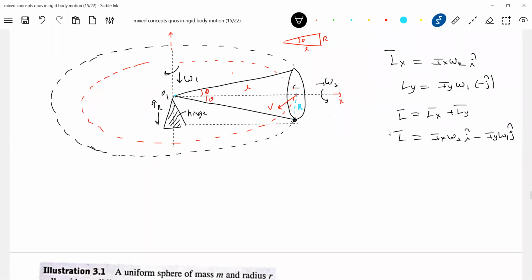Now see that this L bar is not constant. L bar is varying. So if L bar varies, there should be some torque acting. If torque is acting, there should be angular acceleration. At least will you accept your teacher? But sir, we don't know the moment of inertia.